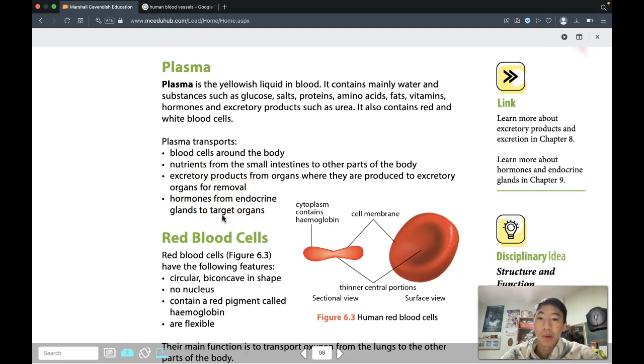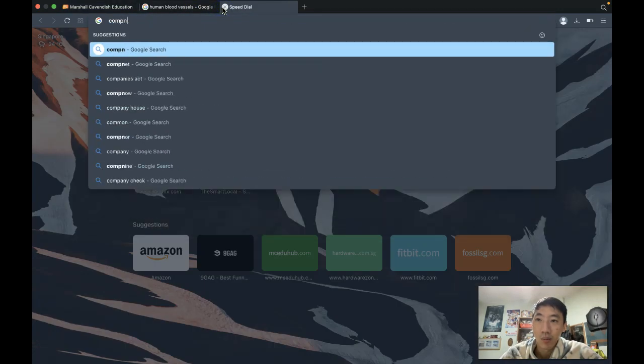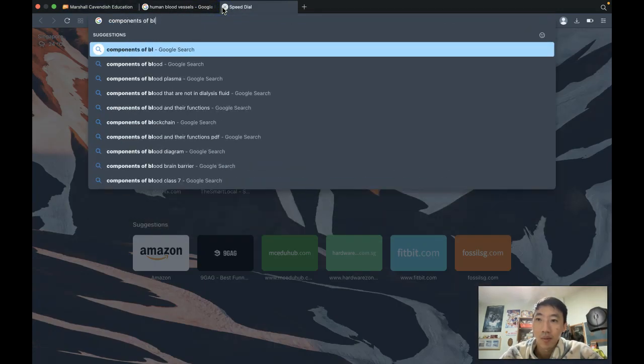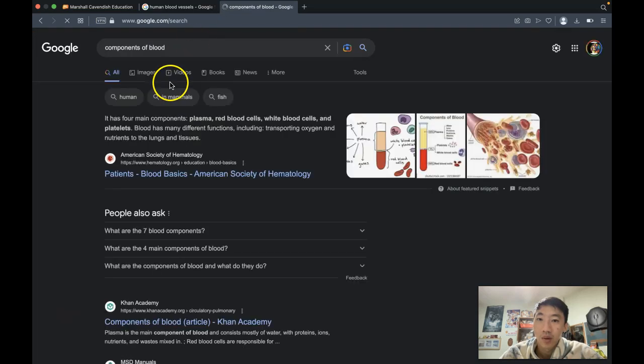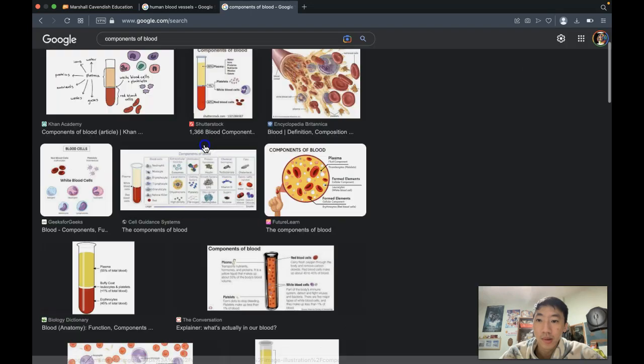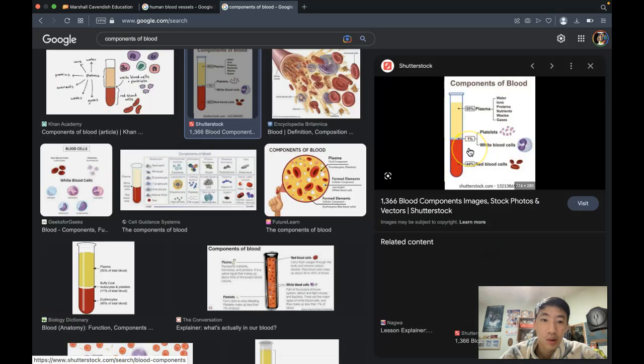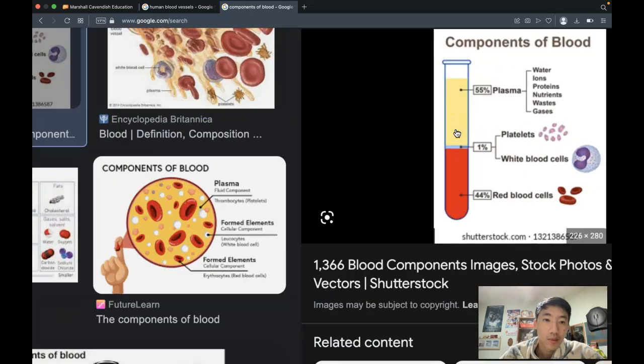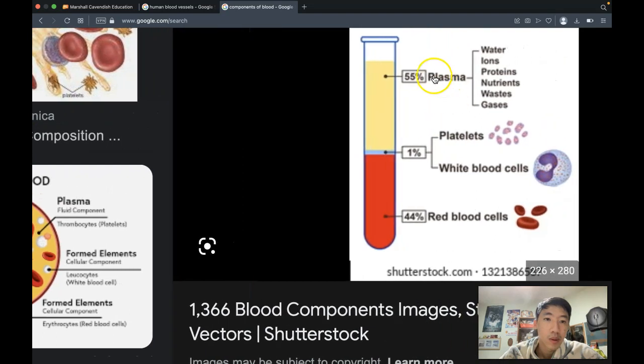You might be wondering, what is this plasma? Let's search for it. Components of blood. In our blood, there are four main components: plasma, platelets, white blood cells, and red blood cells.